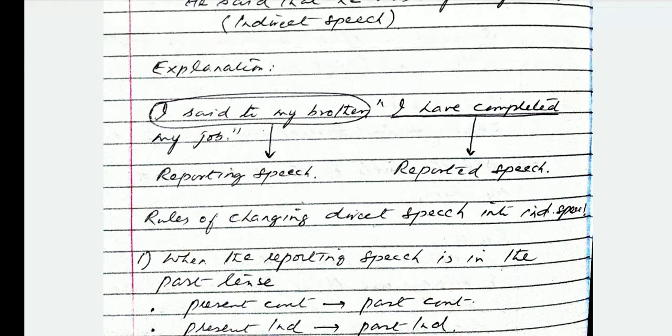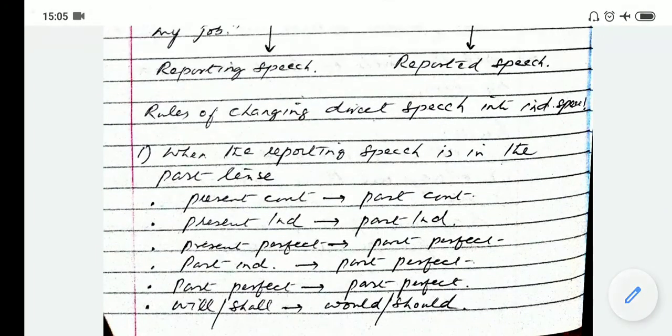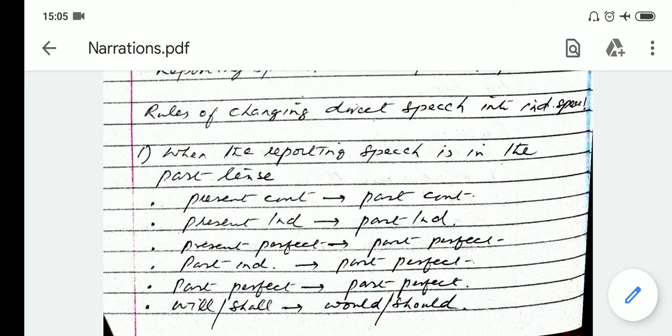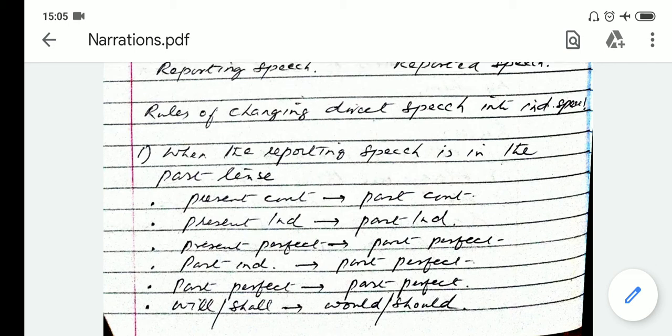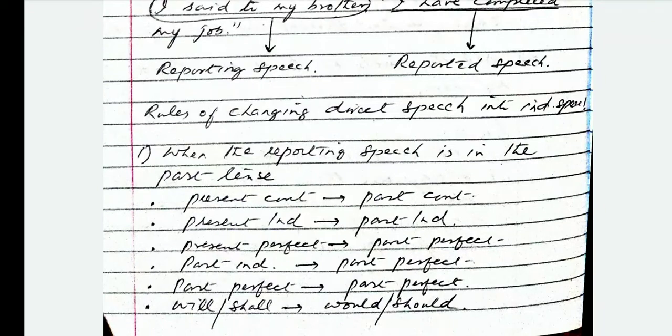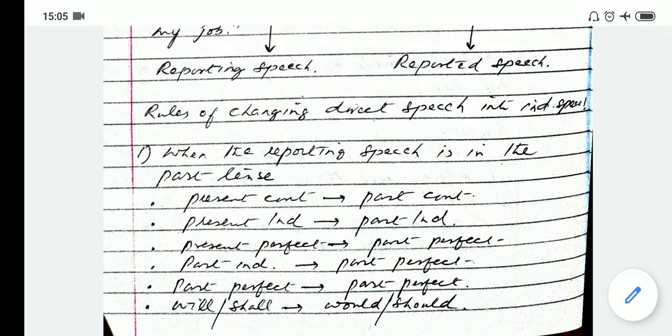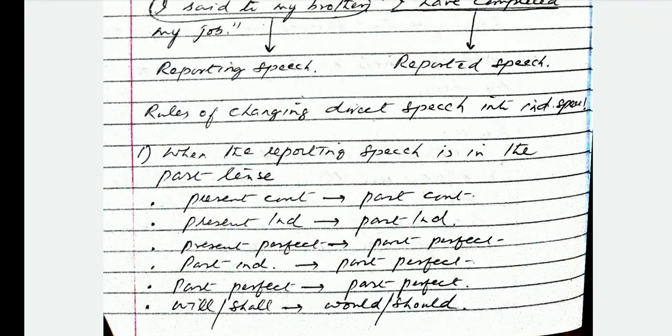Reported speech, the speech that is inside the commas, was previously in the present tense, it will change into past tense. If the reported speech, meaning the speech inside the inverted commas, was previously in the present indefinite tense, it will change into past indefinite tense when we change them into indirect speech. If the reported speech was in the present perfect tense, then when we change it into indirect speech, that reported speech will change into past perfect.